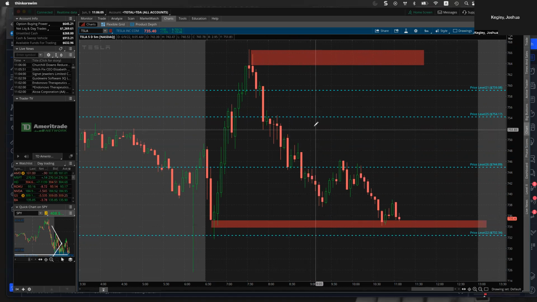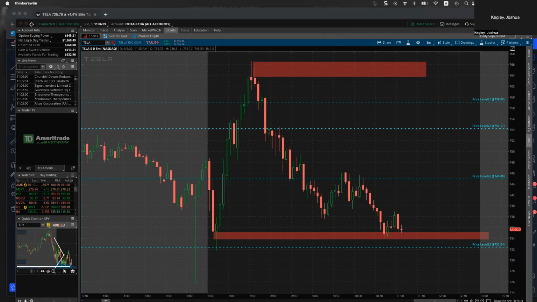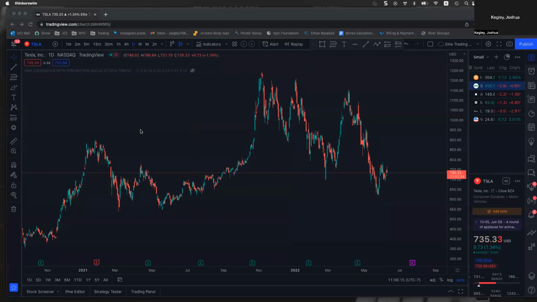So that's it for ThinkorSwim. I'm going to take a second to switch on over to TradingView just to show the different types of charts. The process is the exact same. So I don't do anything different.